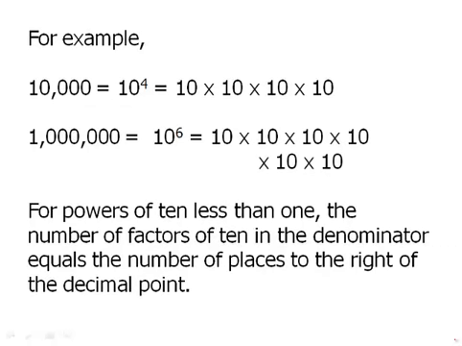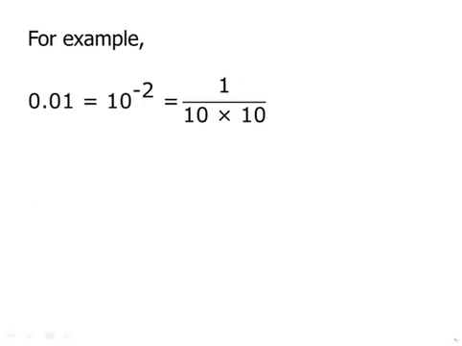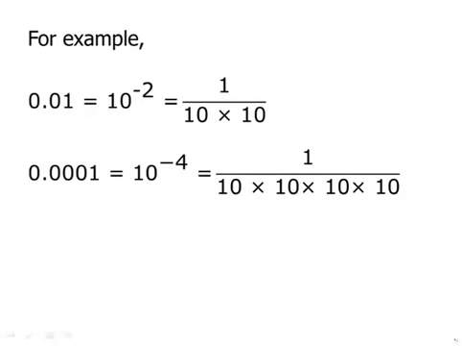For powers of 10 less than 1, it gets a little trickier. The number of factors of 10 in the denominator equals the number of places to the right of the decimal point. So for these, we're no longer counting number of zeros, we're counting places to the right of the decimal point. So for example, 0.01, that is 1/100th. That has 2 decimal places to the right of the decimal point, so that's 10 to the negative 2, or 1 over 10 times 10. 0.0001, that is 1/10,000th. That has 4 decimal places, so that's 10 to the negative 4th, or 1 over 4 factors of 10.